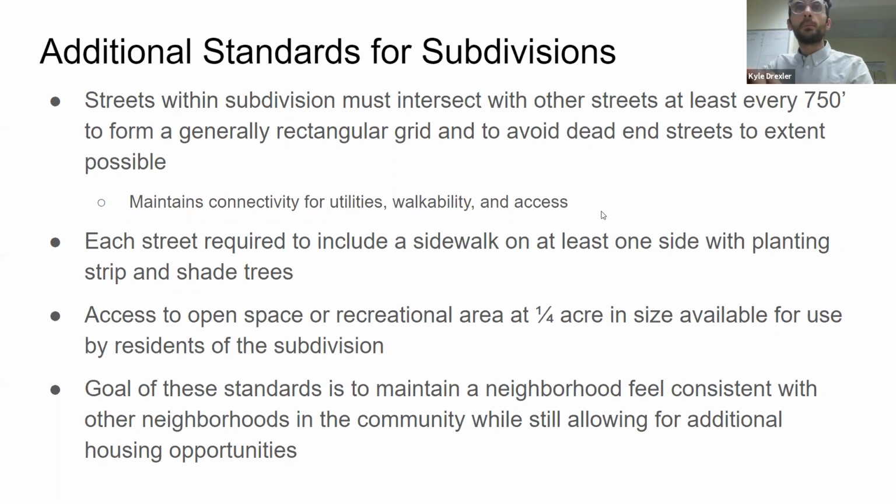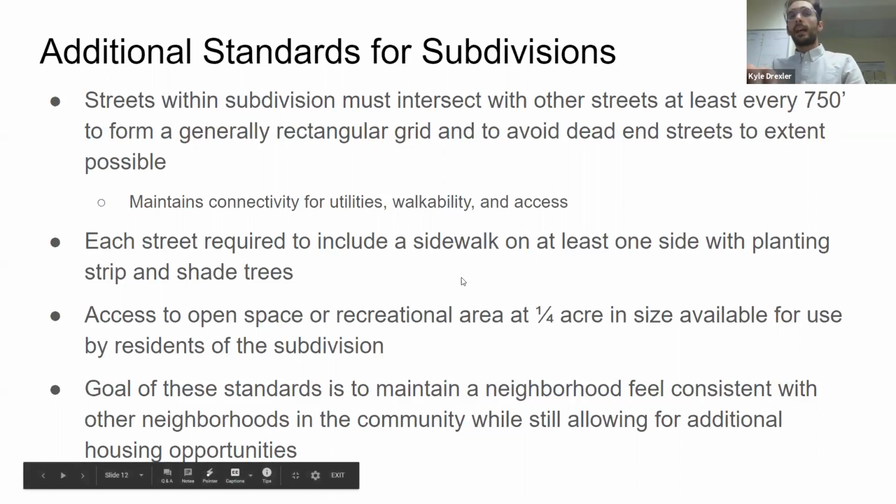So there would be a requirement, if anyone was to utilize these standards or this overlay district to create a subdivision, that streets would have to connect to another street at least every 750 feet. So you're forming a general kind of grid pattern and avoiding those dead end streets. Streets would also be required to include a sidewalk on at least one side with some vegetation and shade trees, again promoting more walkability, making that an easier and better experience for people.